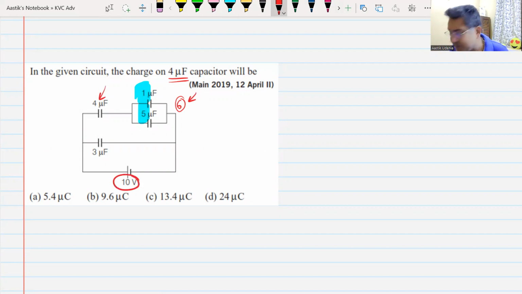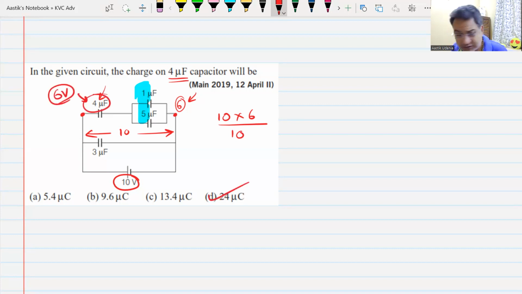Now this 10 volt battery, I will do it in a different way. The total potential drop across these two is 10 volt. Yes or no? Yes, sir. So across the 4 microfarad, it would be 10 into 6 divided by 10. Yes or no? Yes, sir. Inverse ratio. Do you understand inverse ratio? Yes, sir. Across this, the potential drop is 6 volt. 6 into 4, 24. And 24 is the answer here.